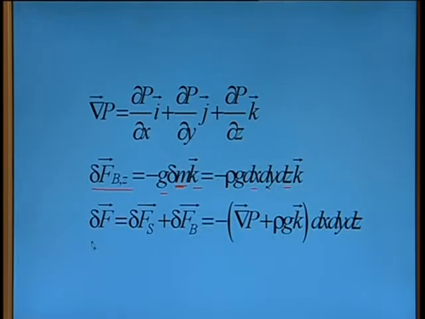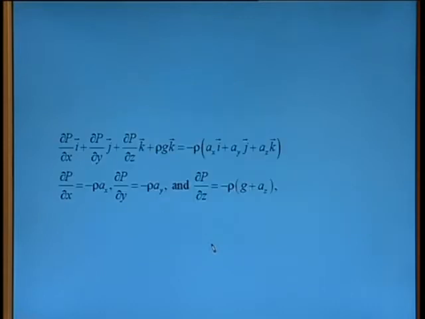So the net force acting on this fluid element, which I have just discussed, is equal to surface force plus body force, which is equal to (minus del P plus rho g k) multiplied by dx dy dz, and dx dy dz is nothing but the volume of the chosen fluid element. Now if we have acceleration in x, y, z direction represented by ax, ay, az, then this net force on the fluid element is ∂P/∂x i, ∂P/∂y j plus ∂P/∂z k plus rho g k per unit volume.